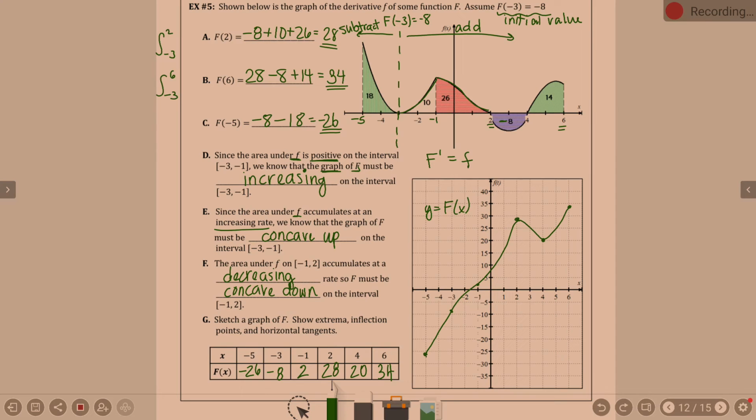Inflection points. You would have some inflection points when concavity changes, right? For instance, there's going to be a concavity inflection point somewhere here, because somewhere in this area my concavity is going to change from being concave down to concave up.